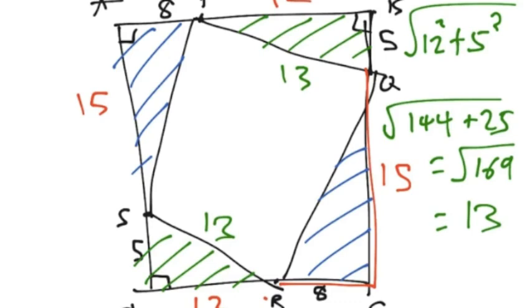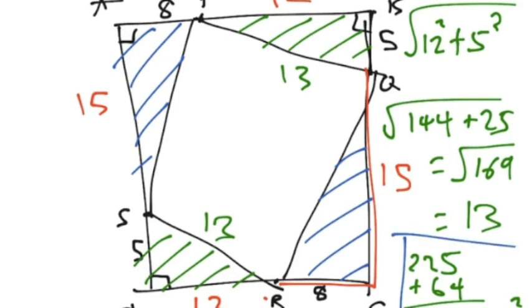Now for the 8 and 15 one, let's just do it out. So that's 225, which is 15 squared, plus 64, which is 289. And if you plug that into your calculator or you've just memorized it, that's 17 squared. Sorry, I meant to do that in blue, but you'll probably get it. So these are both 17, and those are our side lengths.